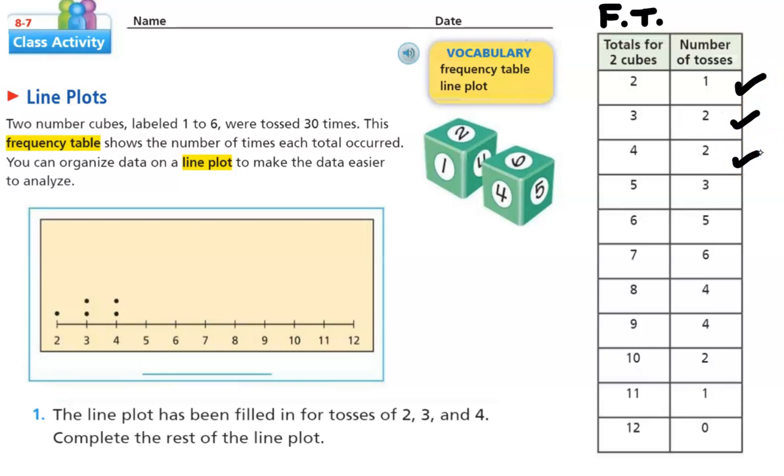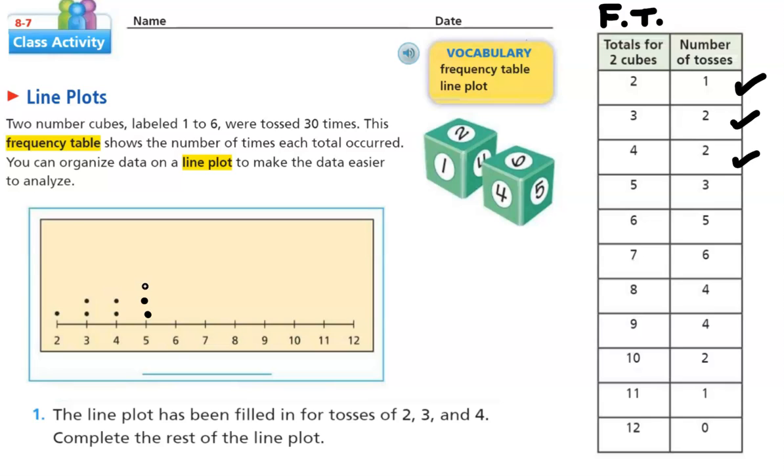So the first thing we're going to do is find 5. That's if you rolled the number cubes and added the 2 together to get 5. That happened 3 different times. So over here for number 5, we're going to do 1, 2, 3 dots. Sorry, that doesn't look very straight. You get the right idea.